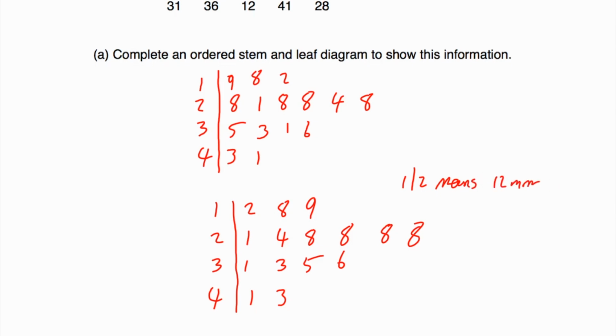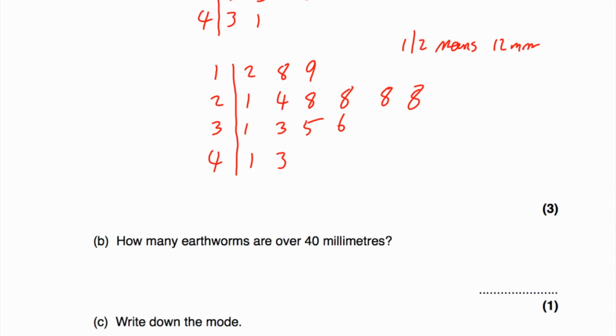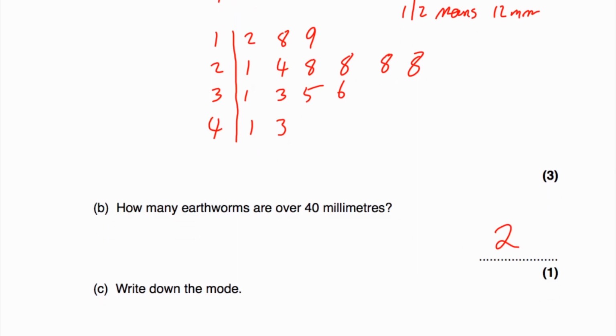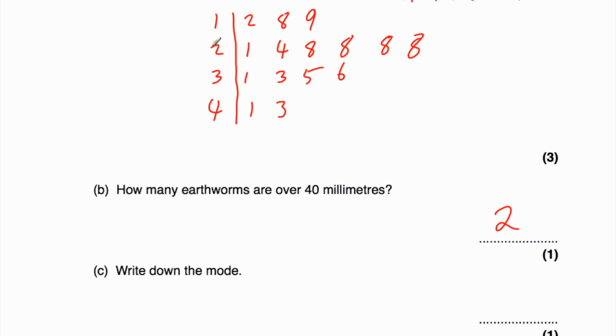Okay, let's look at our first question. So the first question says, how many earthworms are over 40 millimeters? So if we have a look at our stem-and-leaf diagram, we're looking for earthworms that have got a length that's greater than 40 millimeters. So we've got 41 and 43. So there's 2 earthworms that have got a length over 40 millimeters. Part C says write down the mode. Well, we've got 28 that happens 4 times. So 28 millimeters will be the mode.